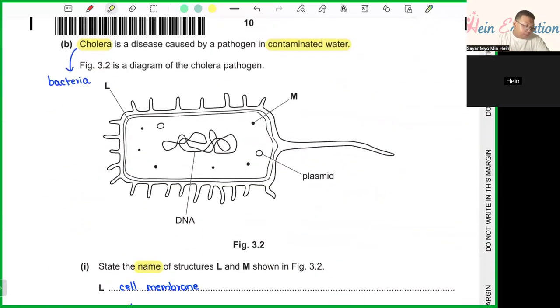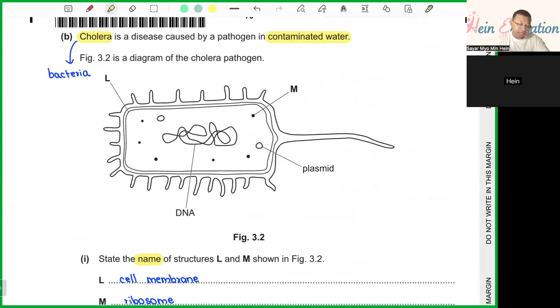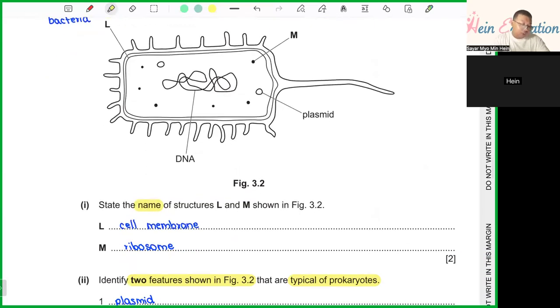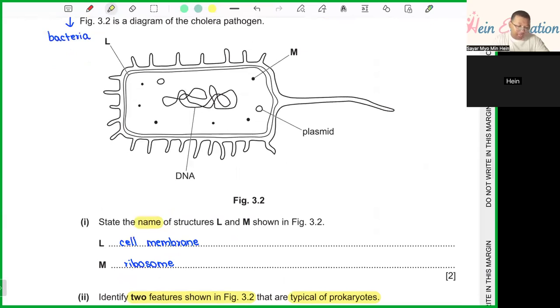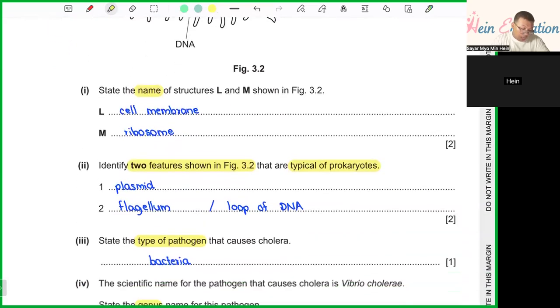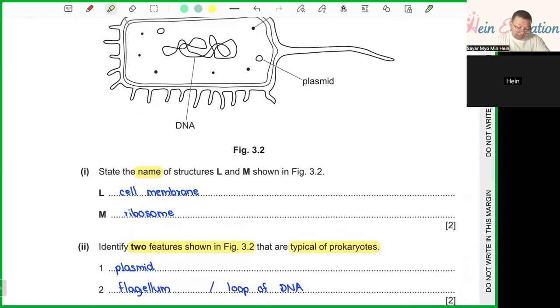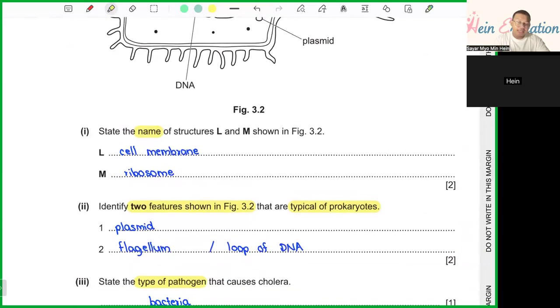And then part B, cholera is a disease caused by pathogens. So what came to my mind was cholera, bacteria, diarrhea, toxin and everything. They show you a diagram of a cholera pathogen and name structures L and M. So structure L is the cell membrane and structure M is the ribosome. And two features that are also found in a typical prokaryote: we can see the plasmid and flagellum, and I also thought about the loop of DNA as well.